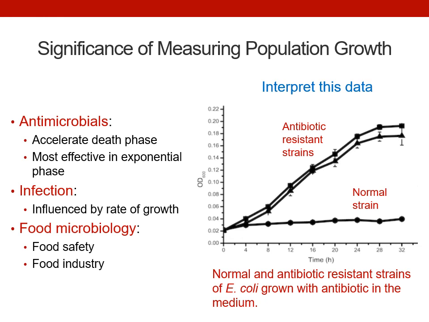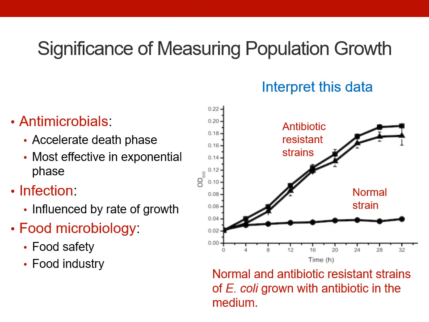In the graph shown here, we see two different strains of E. coli that were grown in medium containing an antibiotic. The normal strain of E. coli did not grow, but the strain that is resistant to the antibiotic grew with no problem.